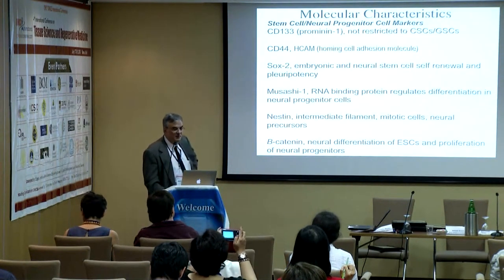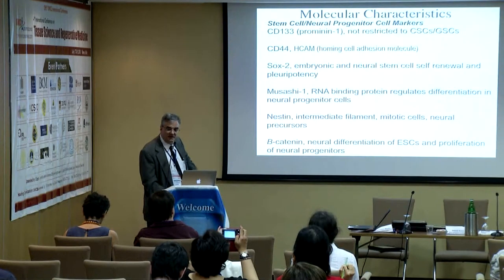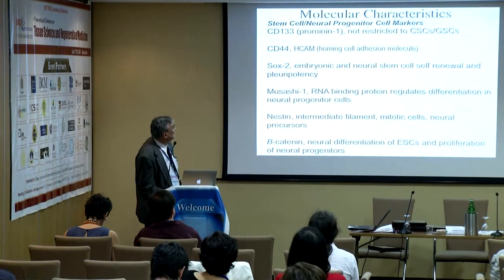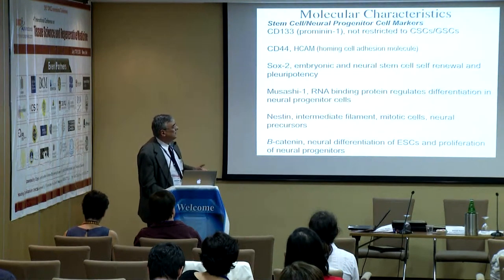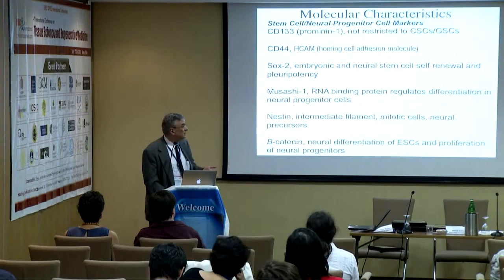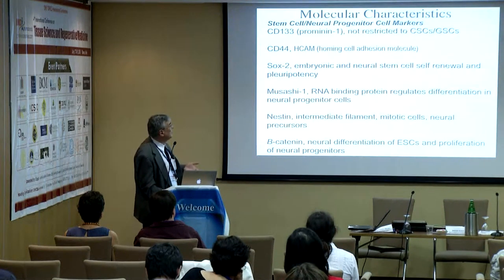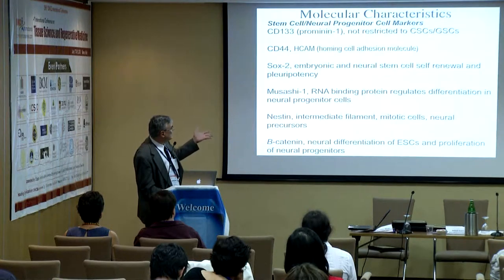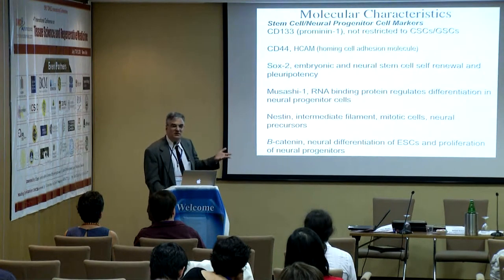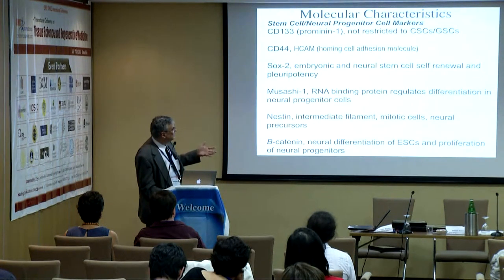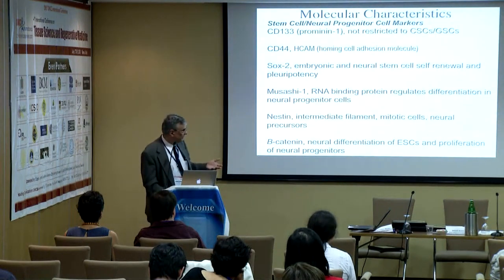So there's a lot of different markers that have been used through the short time that glioma stem cells have been studied. And one of them is the hematopoietic stem cell marker, CD133. It turns out that it's not really restricted to glioma stem cells. There are some glioma stem cells that behave like stem cells that are not CD133 positive. CD44 is also a little bit more broadly expressed. SOX2, MUSASHI1, Nestin, of course, are a little bit more neural specific, although they're found in other stem cell and progenitor cell systems. So they would be more neural progenitor cell specific.